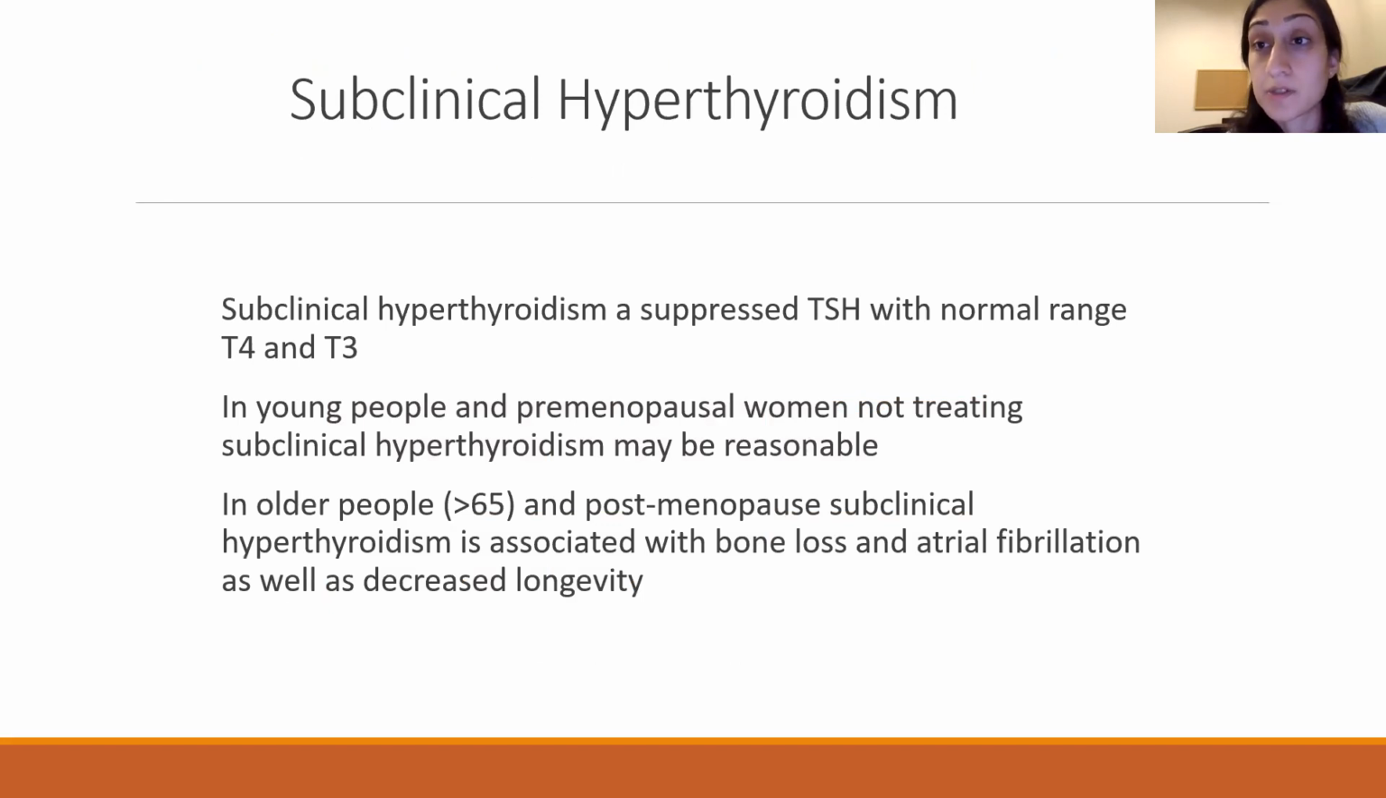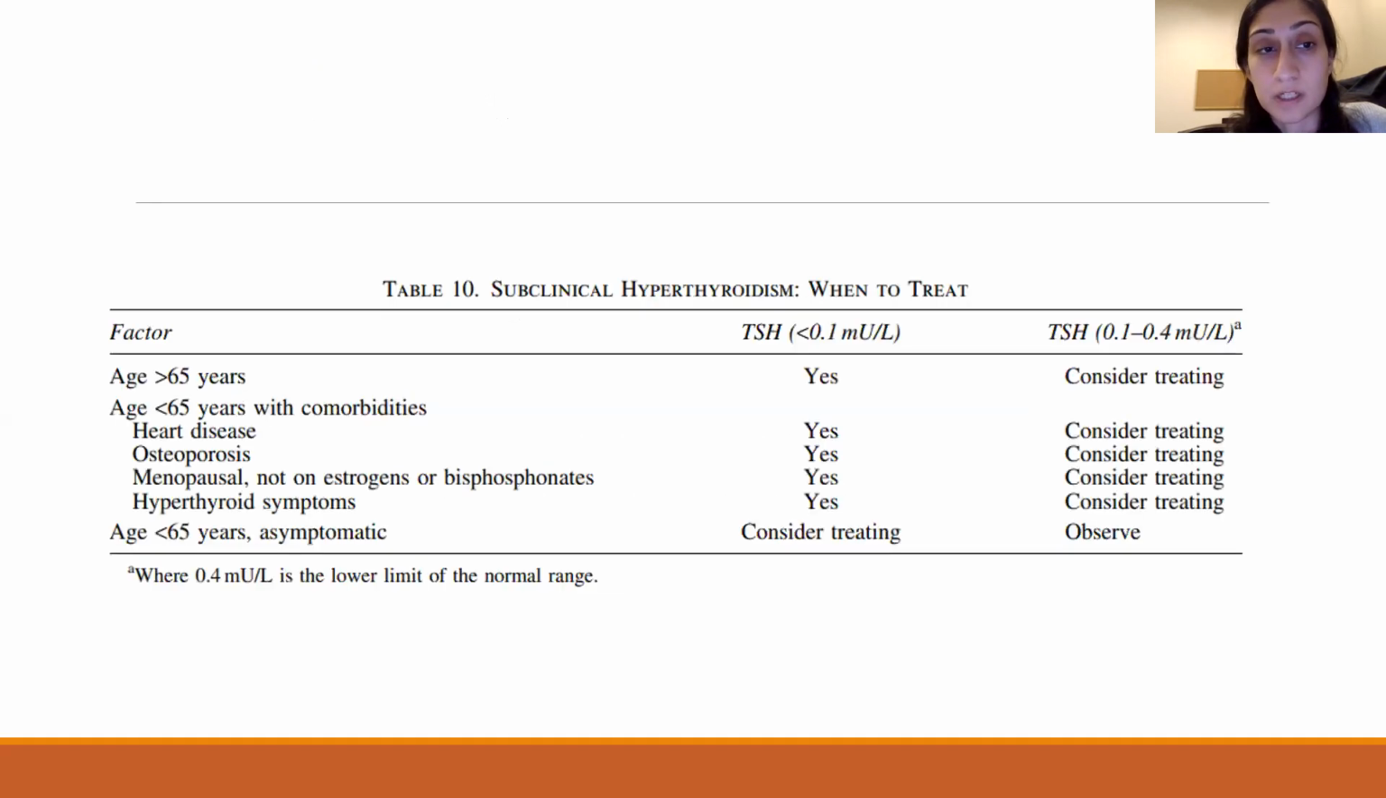Subclinical hyperthyroidism can also be a little bit tricky because sometimes you treat it and sometimes you don't. So you don't always have to treat it. In young patients who are premenopausal and not having any symptoms, you may just watch it and monitor their labs over time. However, in patients who are greater than 65 or postmenopausal, subclinical hyperthyroidism can be associated with bone loss and AFib. And so that's why we do consider treating it in those populations.